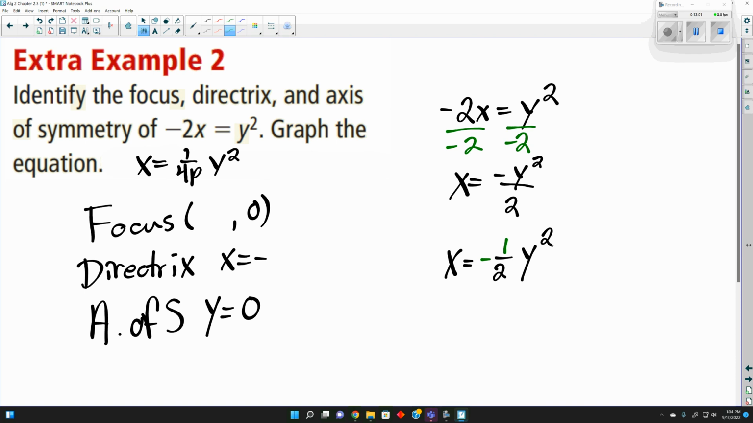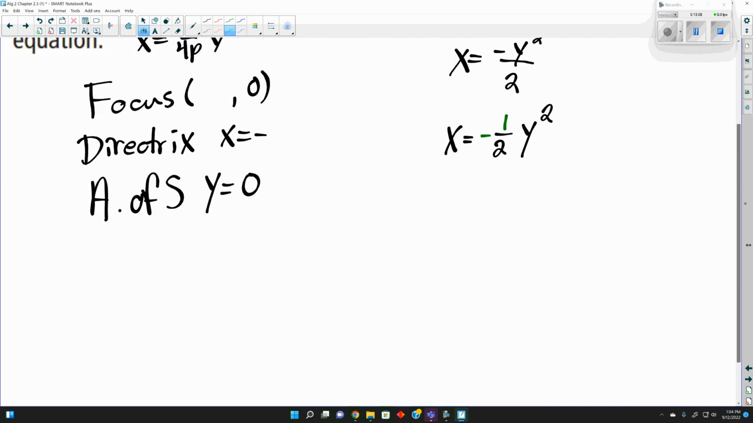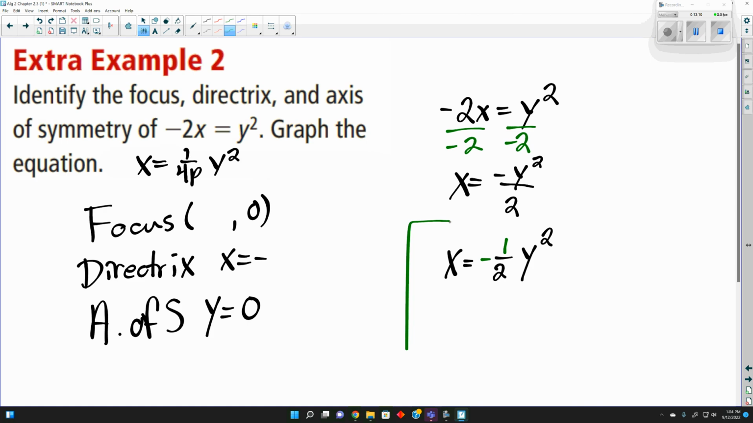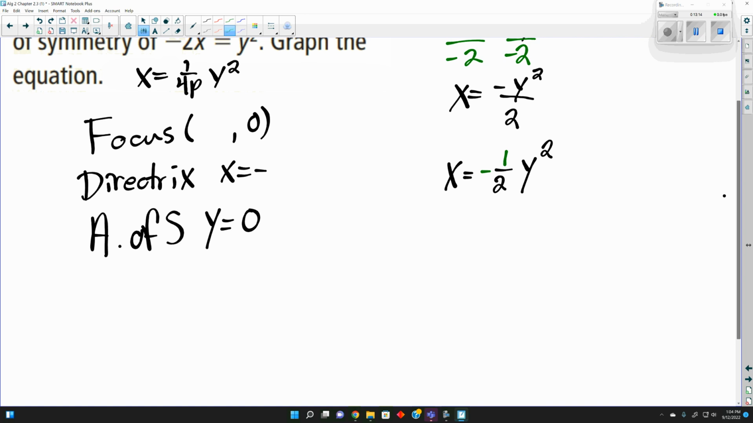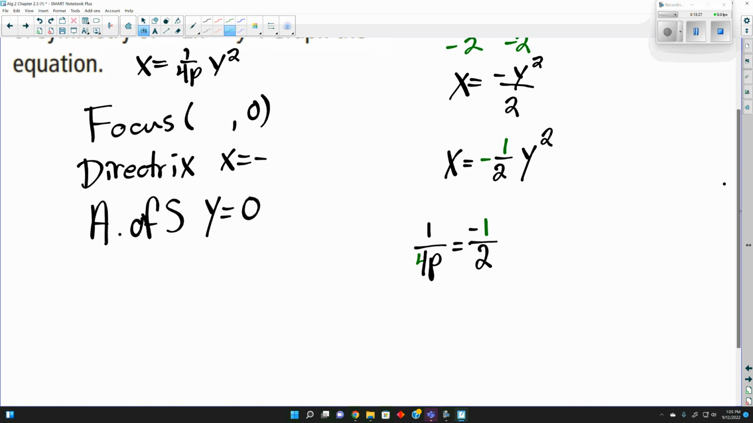What's going to connect to our 1 over 4p? It makes it a little bit easier to connect the two together. So what is our 1 over 4p? What are we setting that equal to? Be equal to our what? Negative? Yep. Negative 1/2. Negative 1 over 2.